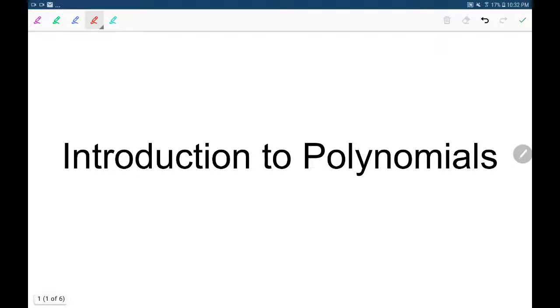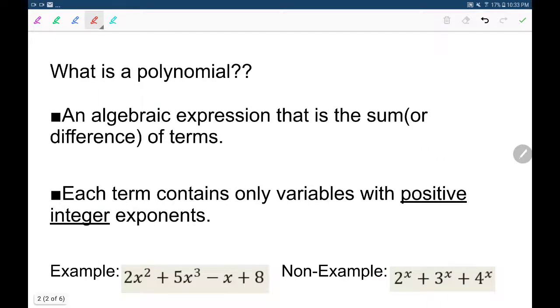This lesson is to serve as an introduction to polynomials. So something we're going to be looking at over the next couple weeks. So first thing, what is a polynomial? It's an algebraic expression that is the sum or difference of terms.